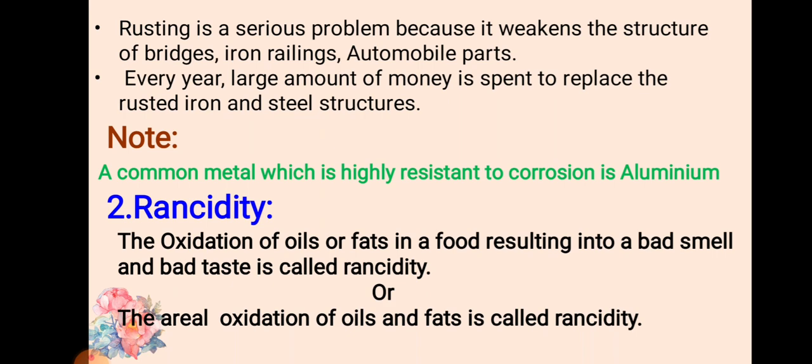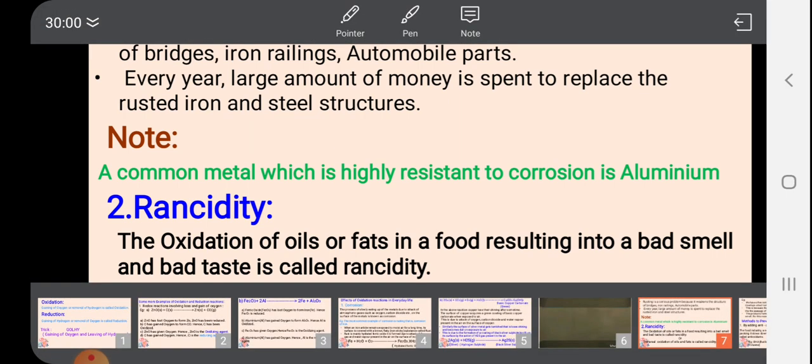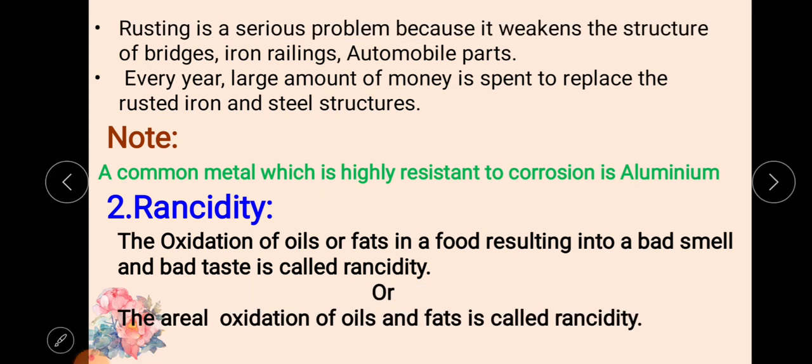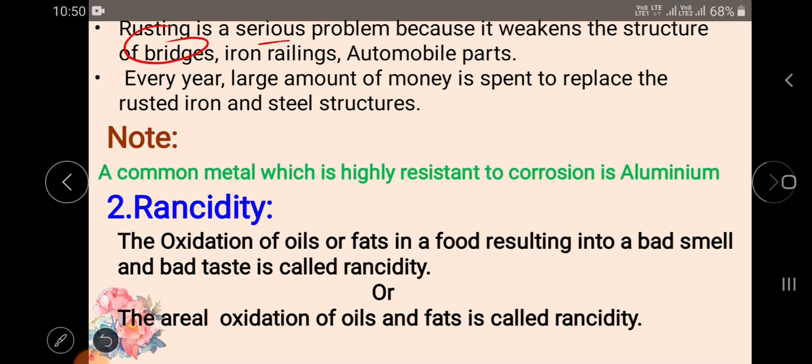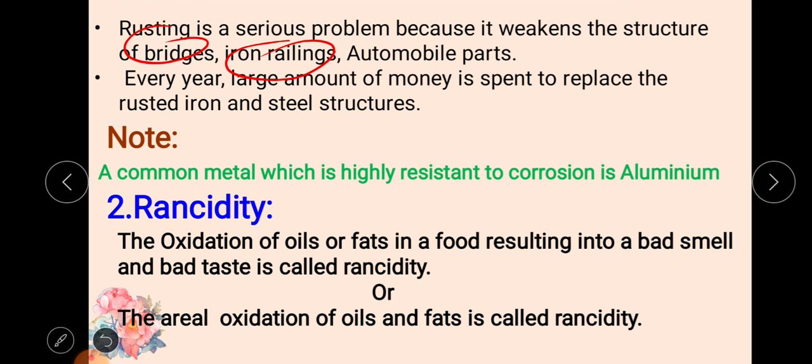Rusting is a very serious problem because it weakens the structure of bridges and iron railings. If you allow iron to rust, it damages the bridges, the iron railings, and even automobile parts. So every year a large amount of money is spent to replace rusted iron. Many tons of iron are replaced because of rusting. There are some techniques to avoid rusting. We should coat with paints, or use greasing and oiling. Those techniques we are going to learn in detail in the next third chapter.